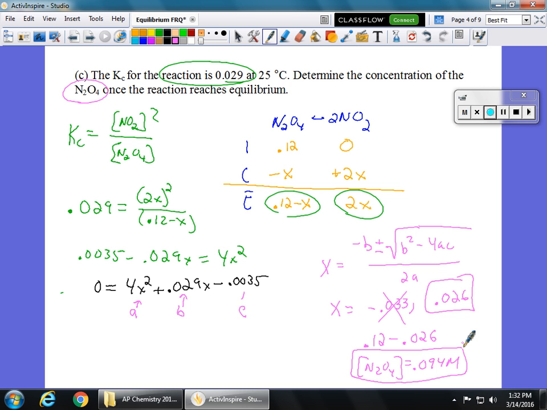I'd say that's about a 3-point question. One point would be for setting up the ICE correctly with the stoichiometric ratio. You'd probably get a second point for correctly substituting into the equilibrium expression, and then a final and third point for calculating the concentration of the N2O4.